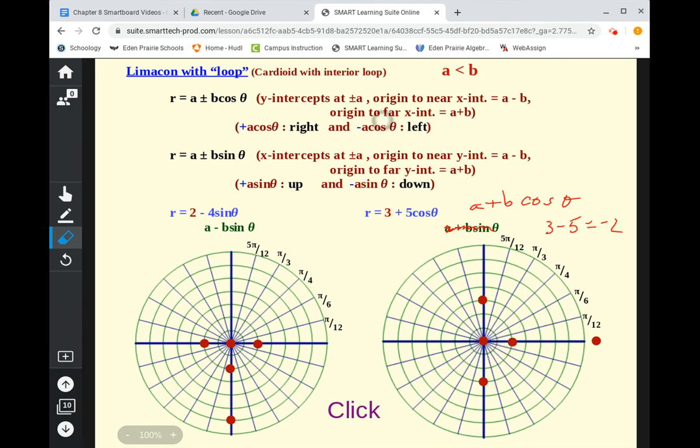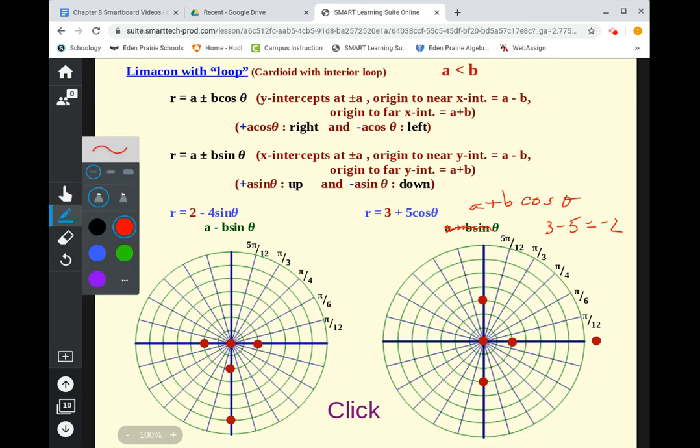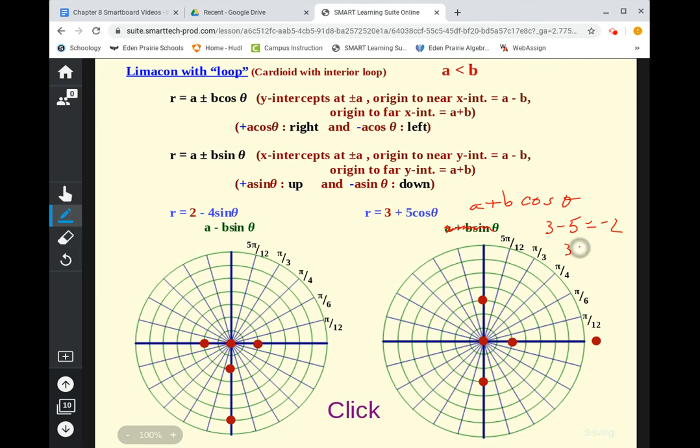And then the far part is A plus B, kind of like how it was before. So 3 plus 5 equals 8. So the far side, I count out 8. So I go 1, 2, 3, 4, 5, 6, 7, 8. Now I have all my points. Again, they're just telling you if A is positive, it's to the right. If A is negative, it's to the left.